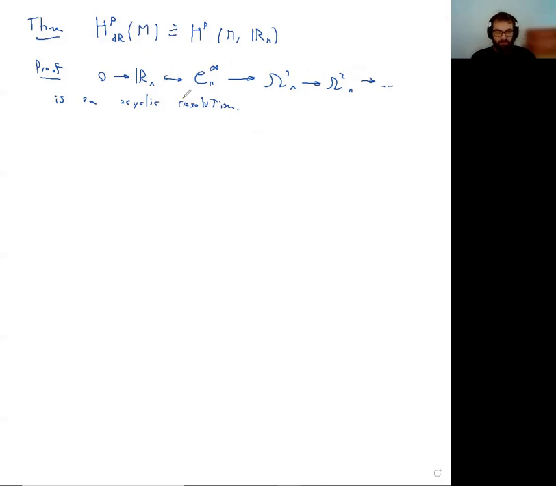And then what we know from the abstract de Rham theorem is that the cohomology of the global sections of this resolution is precisely the sheaf cohomology of this first object here. So on one side, we have the sheaf cohomology of the locally constant functions. And on the other side, we have the cohomology of the complex given by global sections of these sheaves, but that's nothing but the de Rham complex. Okay, so we get the de Rham theorem.